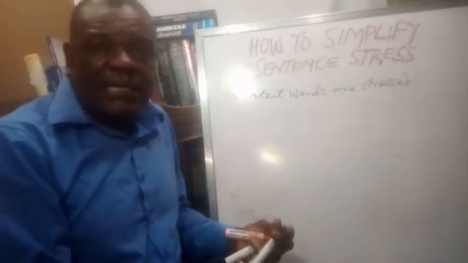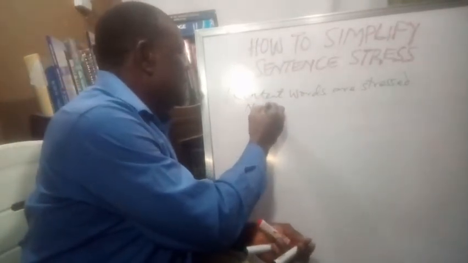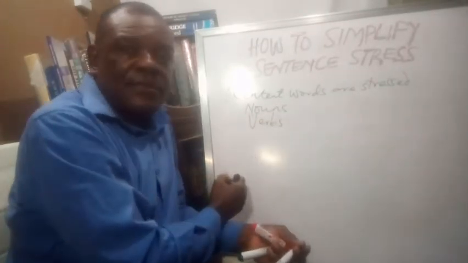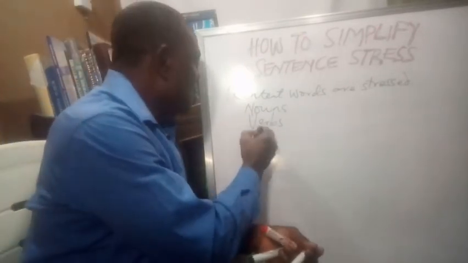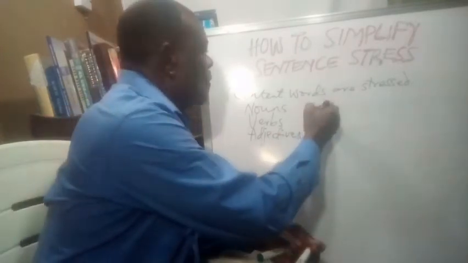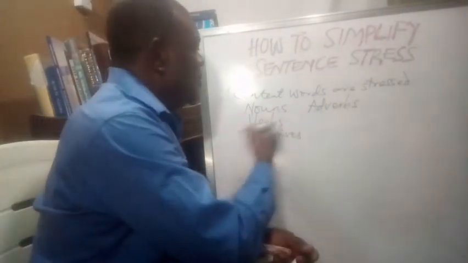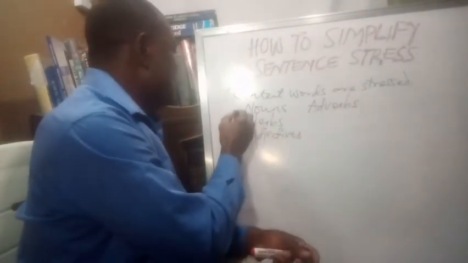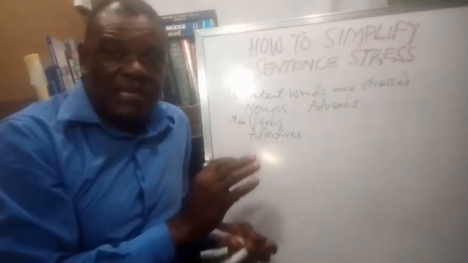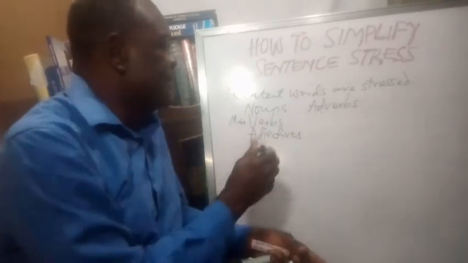And what are content words? Content words are nouns, verbs, adjectives, adverbs. Of course, when we say verbs, let's add the word main verbs. Take note of that because auxiliary verbs are not stressed because they belong to the function words.